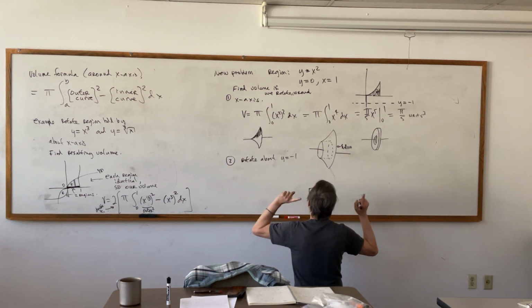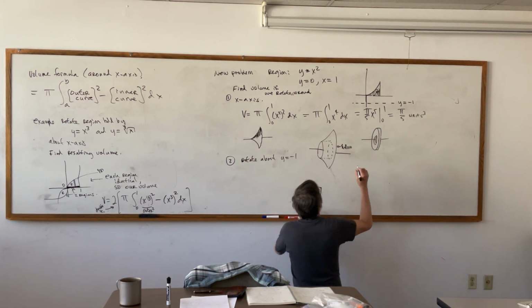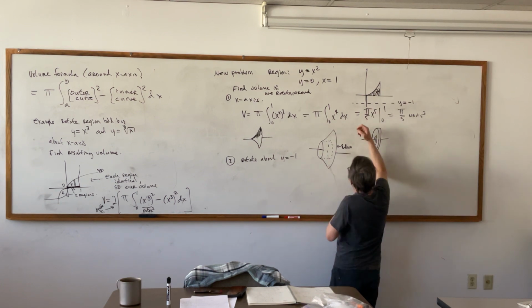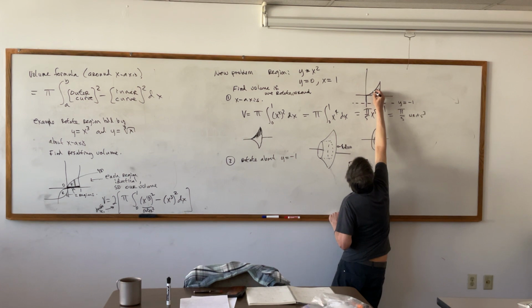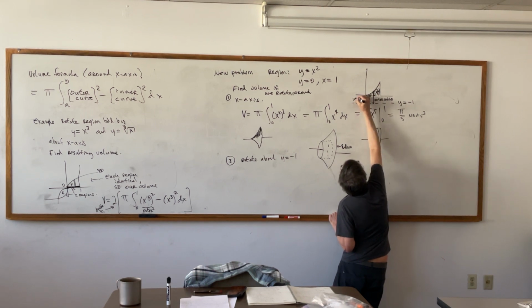We just have to tweak our mindset just a little bit. So think about what's outer here. Outer is from the axis of rotation to that top curve. So that's my outer radius. This is my inner radius, this piece here. So that's going to be the inner radius.